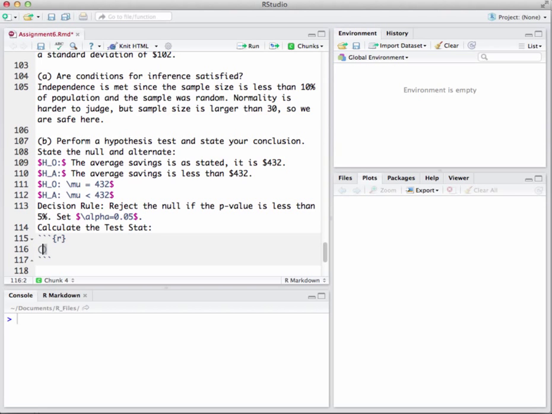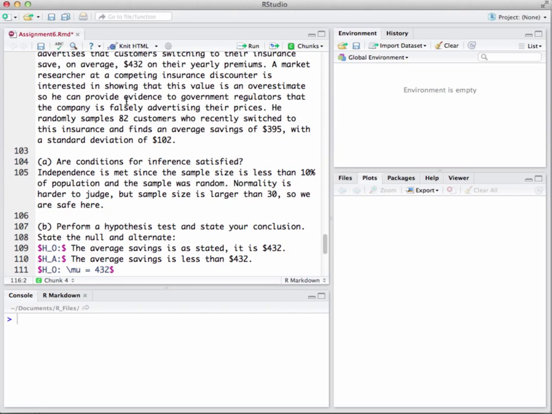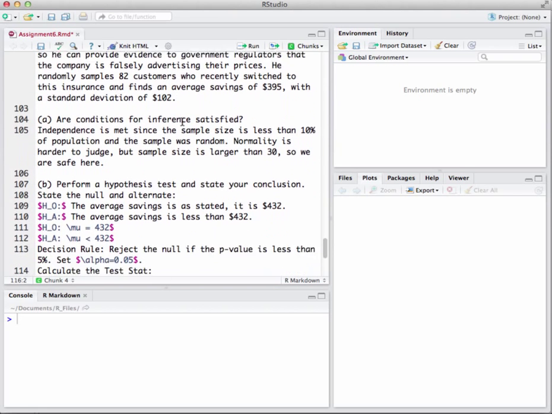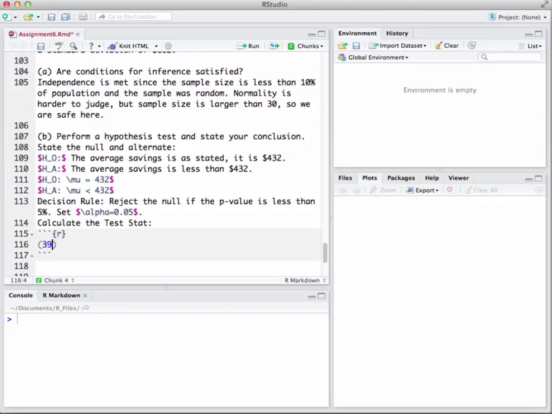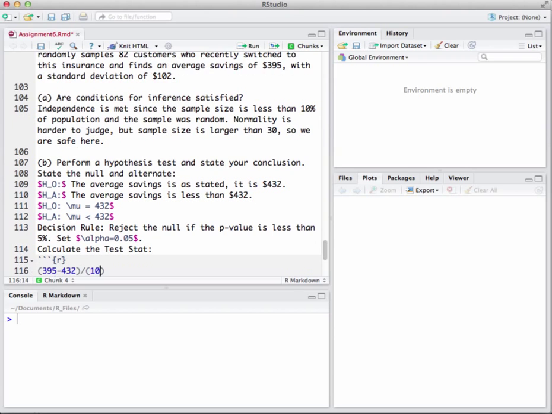So let's see, what did he come up with for his x bar? Well, he got for his x bar $395. So that's going to be 395 minus the mean. Now what mean are we going to use? Well, it's the mean of the null hypothesis, which is 432. And we're going to divide that by our standard error. Our standard error is going to be the sample standard deviation, which is 102, divided by SQRT for square root of the sample size, and the sample size was 82. We went over that the last time we did this.